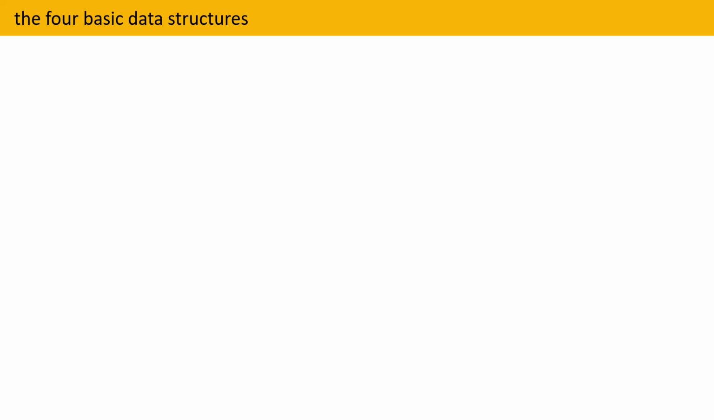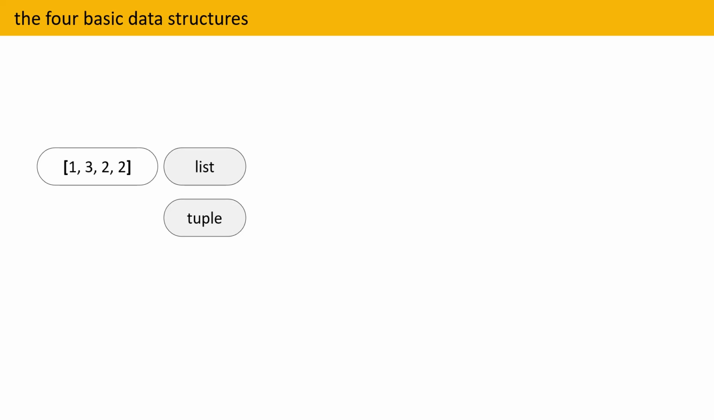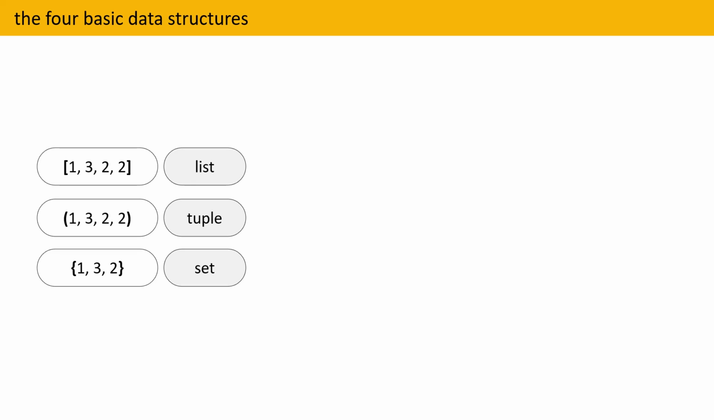Python has 4 basic data structures that are available without needing to be imported. We have lists that are written as comma-separated values in rectangular brackets, tuples with round brackets, sets with curly brackets, and dictionaries that also use curly brackets but contain key value pairs separated by colon.